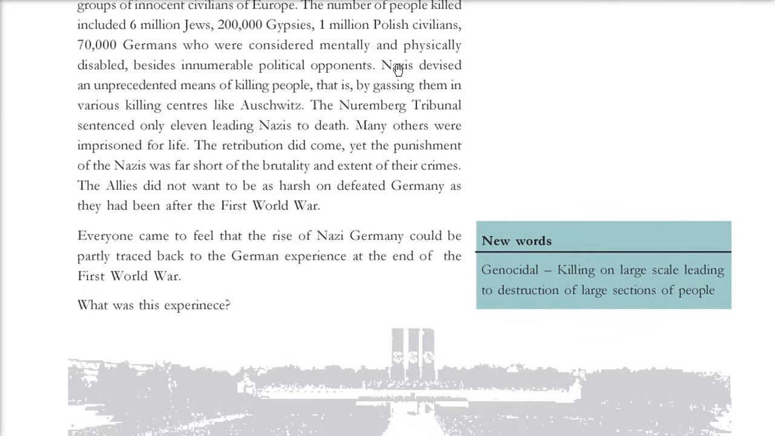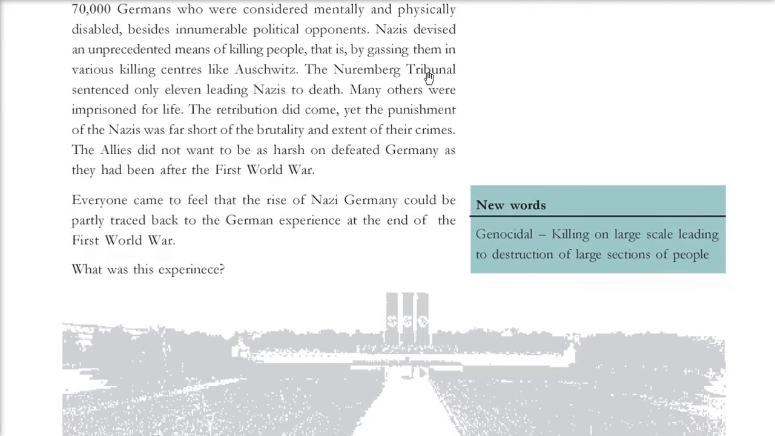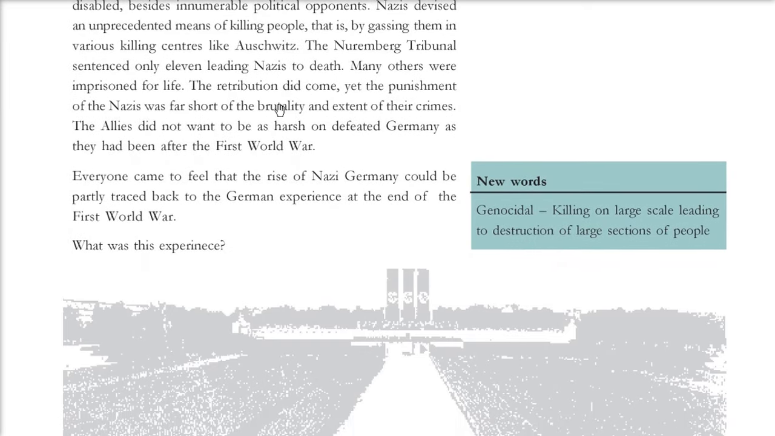So this was the Nazis' unprecedented killing, done by gassing people with poisonous gas in killing centers like the one found in Auschwitz. The Nuremberg Tribunal after the Second World War sentenced only 11 leading Nazis. Others were imprisoned, because the Allies did not want to be as harsh on defeated Germany as they were after the First World War.